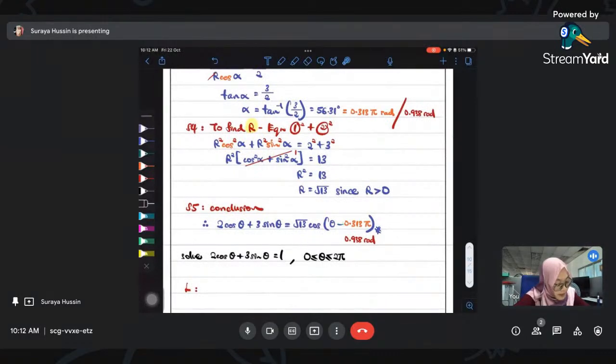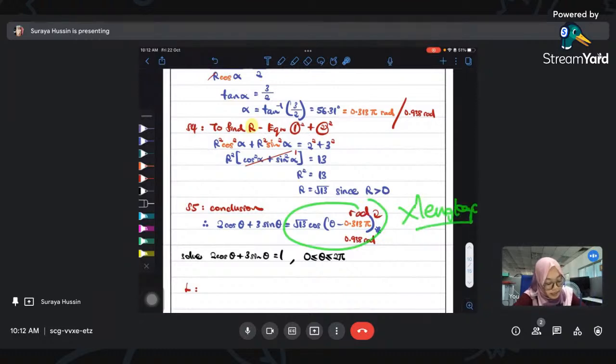So here must be in radian. Whether you write 0.313 pi or 0.938 rad, both are acceptable. What is important is that there is rad, there is the value of R, and there is the value of alpha in radian. That's it. And please, this must be written. If you write only this answer, it is not complete.